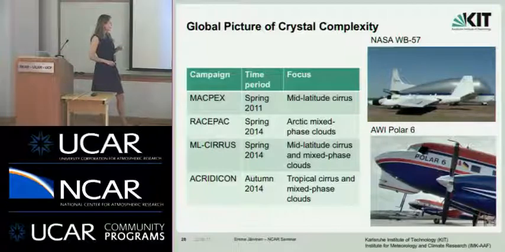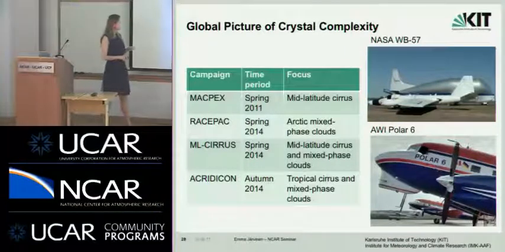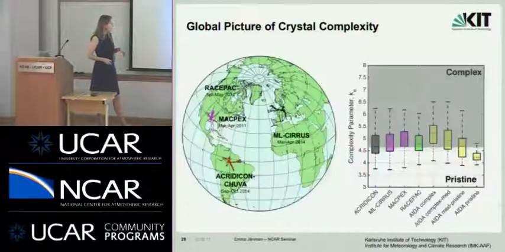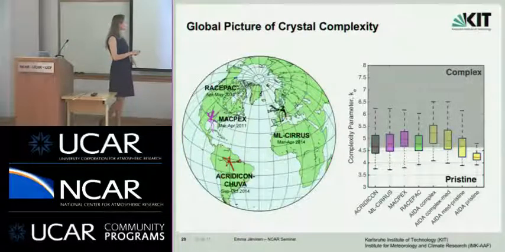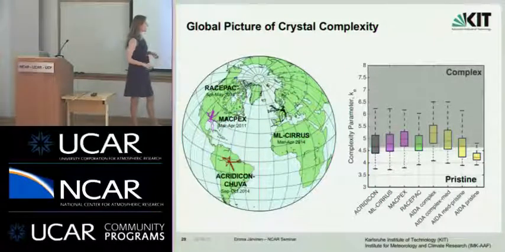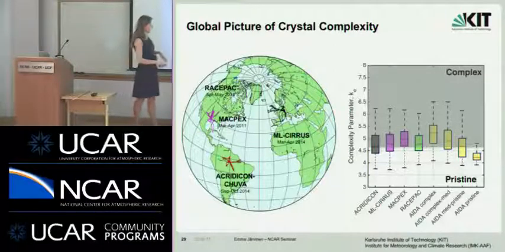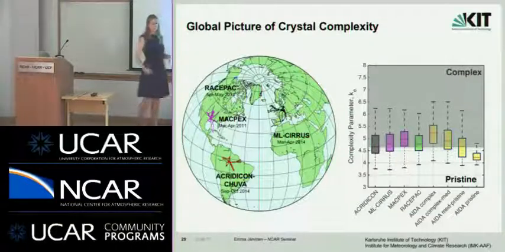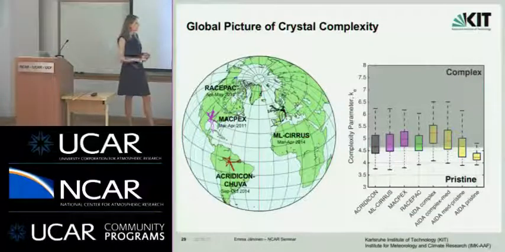So just to summarize, I add 2 more campaigns here. One is an Arctic campaign, and one is also a mid-latitude campaign. Now if we average over these campaigns, we have tropical campaigns, 2 mid-latitude campaigns over Europe and over USA, and the Arctic campaign. Now I can look at the statistics of the complexity parameter averaged over all of the ice crystals we measured in each campaign. Here we have the threshold, the tropical campaign, the 2 mid-latitude campaigns, and the Arctic campaign. And we see a pretty similar small-scale complexity all over the world.